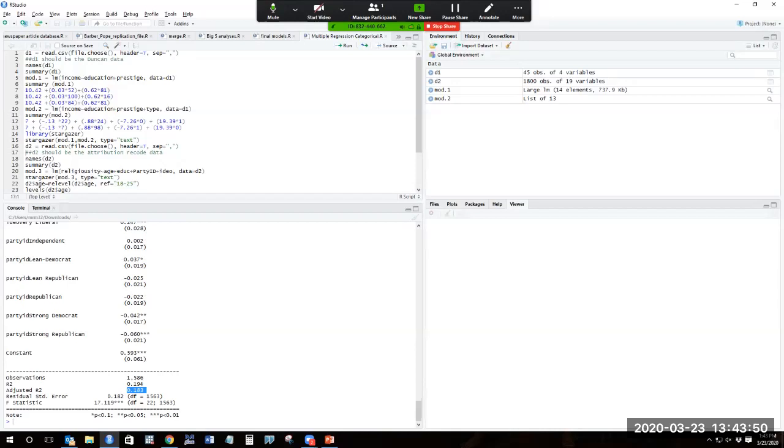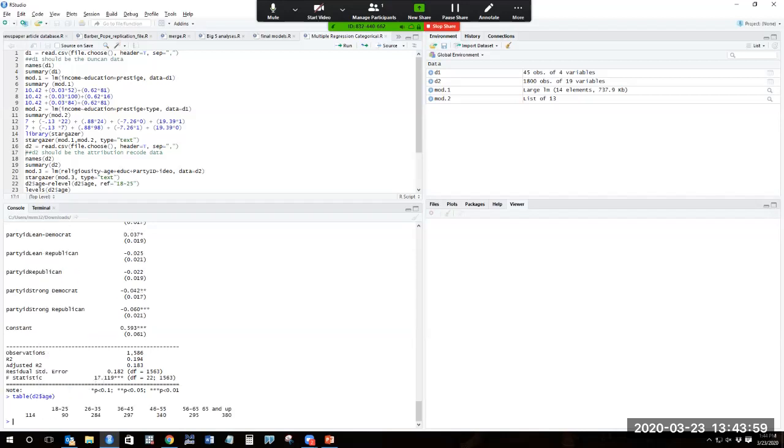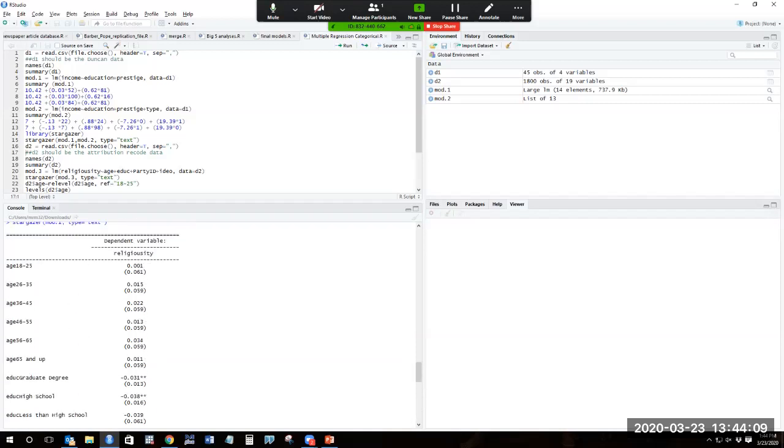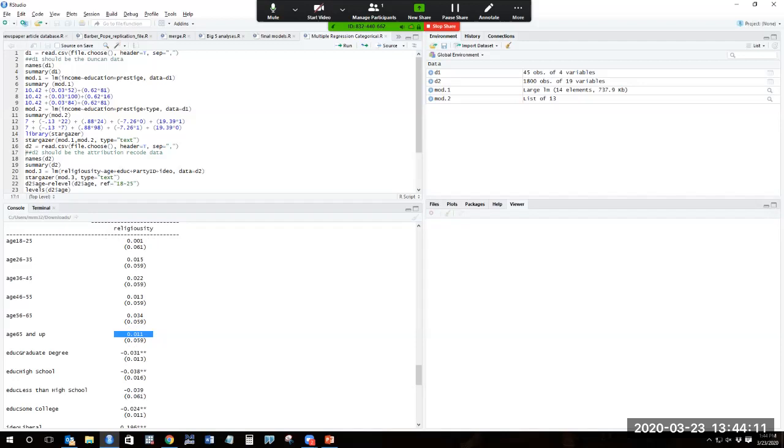If I want to know the answer to that, I need to make a table of the variable. It's D2. And then I see they're all being compared to missing values. 114 people didn't answer the age question. And so all this is telling me is how these age groups compare to people who didn't even answer the question. So we need to change that.